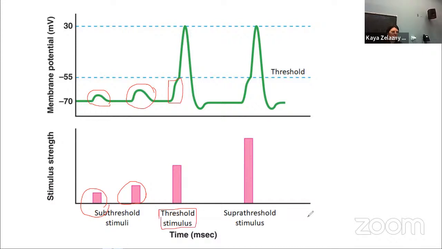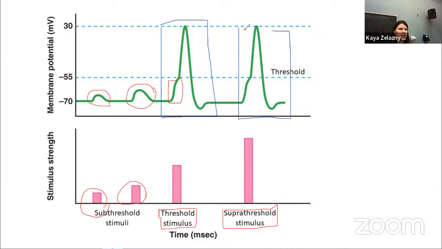Our suprathreshold stimulus, the only way that we know that it's suprathreshold is because we've been told it's a suprathreshold stimulus. The reason that we can only tell that by being told is because the action potential is exactly the same. This action potential from our threshold stimulus and this action potential from our suprathreshold stimulus look exactly the same. They're going exactly between these same waypoints, these same levels of charge.